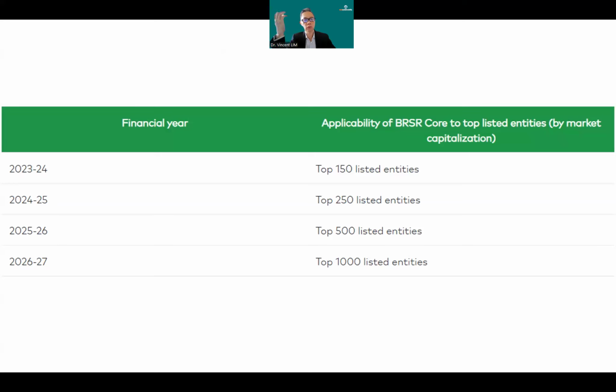And when are we getting all listed companies? So we can see 2023 to 24, 150 has already applied. And then 24, 25, 250 companies, 25 to 26, BRSR India has already mandated 500 listed companies, and 26, 27, 1,000 listed companies. After 2027, what do you think will happen to the SMEs, slightly smaller companies? It will come to us too.